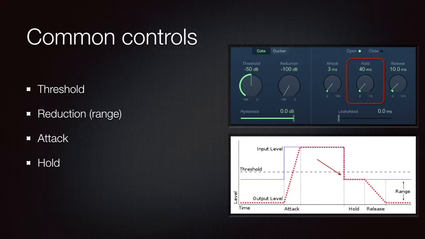Now, the next one would be the hold, which holds the gate open. It keeps it open for a few milliseconds so the sound doesn't cut off too fast. Then we have another important control, which is the release. Release is pretty much how fast my gate will close. As we can see here, it takes a few milliseconds to reduce the output, and hold and release allow me to control or shape my sound, as we will see.